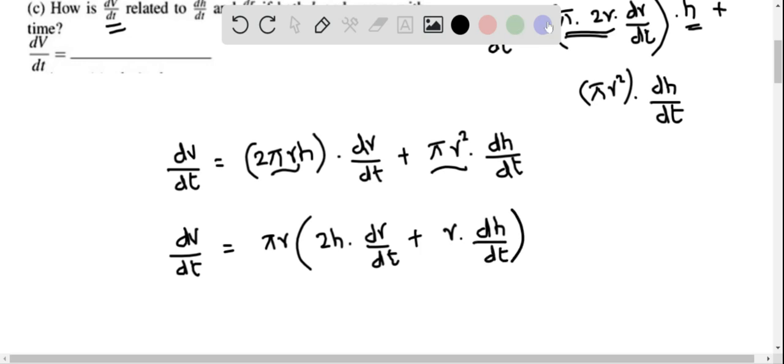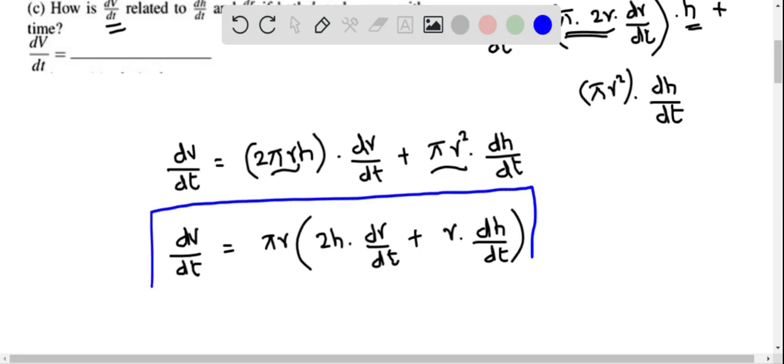And so this answers part C. That is, this is how volume is related to both R and H, or dr over dt and dh over dt, when both R and H vary with time.